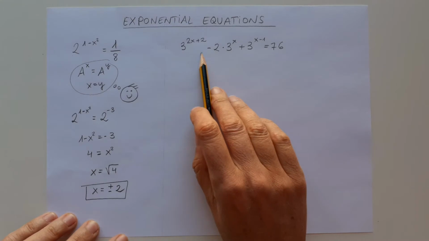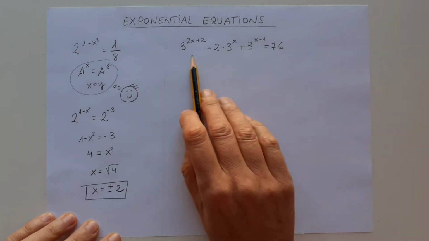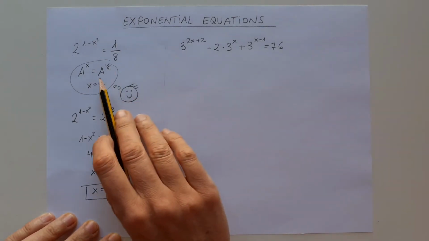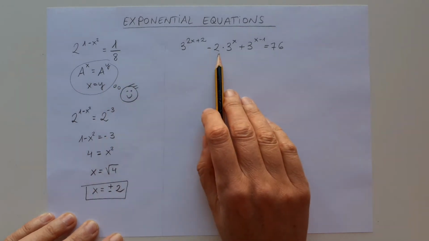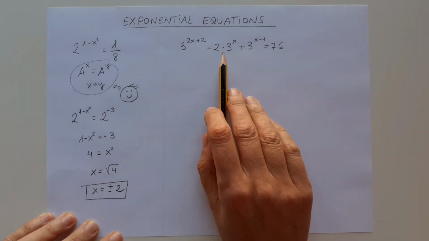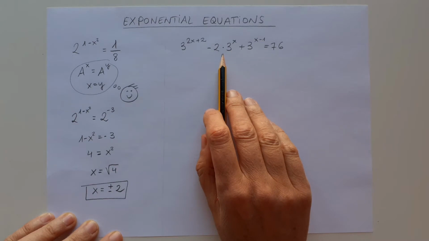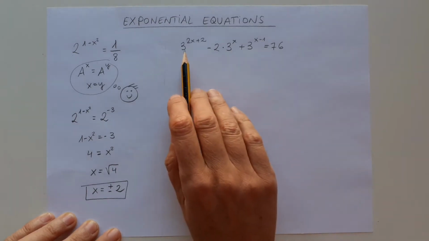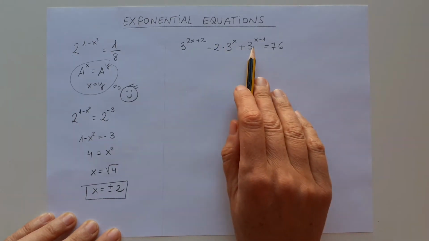Okay, now let's move to the next equation. In this case, we cannot apply this idea. This is a different type of exponential equation. So we have to work on this in a different way. Let's do it. I have to use properties of powers.